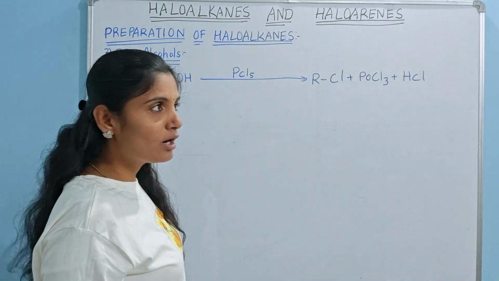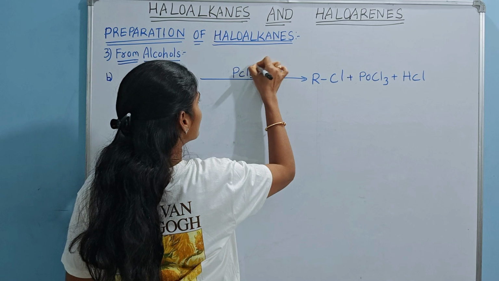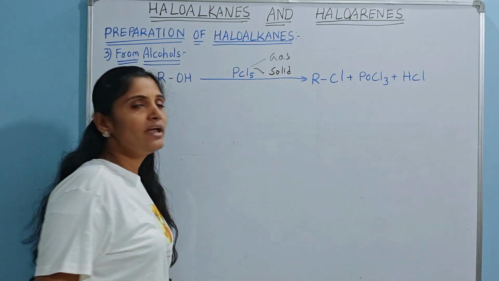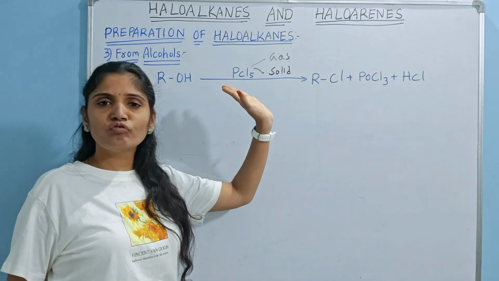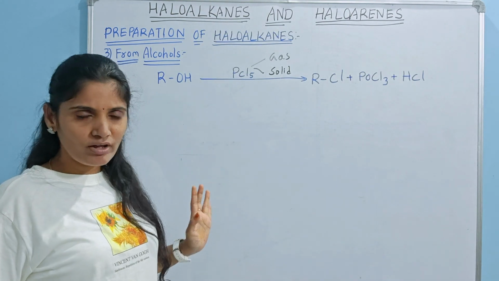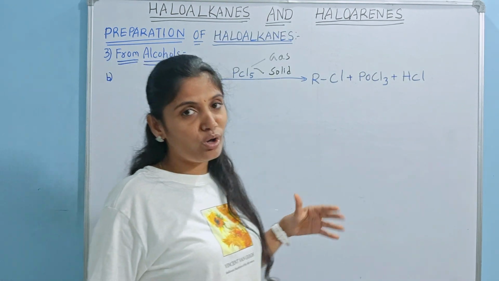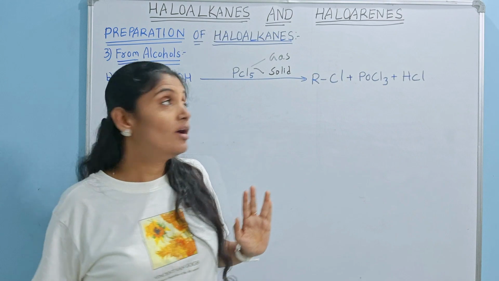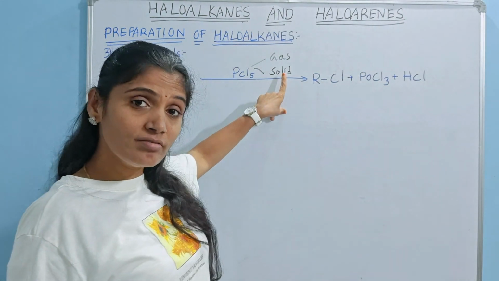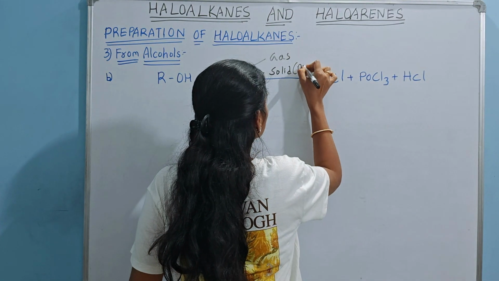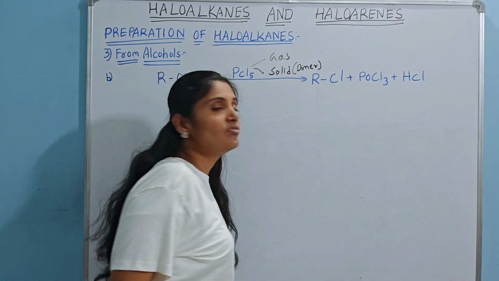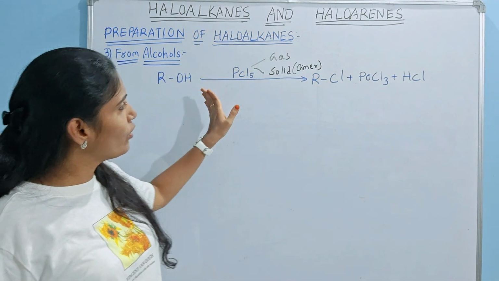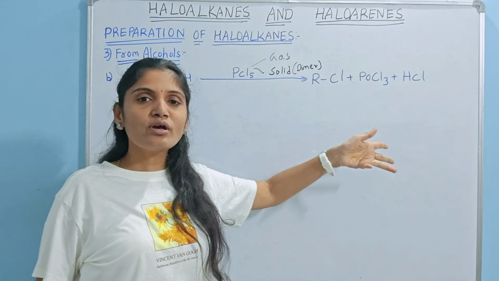PCl5, as you know, is phosphorus pentachloride, but a very important thing here: PCl5 exists both in gaseous form and solid form. In its gaseous form, PCl5 exists as individual PCl5. So in the exam, if they don't say whether it is solid or gas, you take PCl5 as being in the gaseous state and go with the mechanism. But if in the exam they specifically say PCl5 is in solid form, then your PCl5 exists in the form of a dimer. Either way, whether you take PCl5 as gas or as solid, the products remain the same. But the change comes with the mechanism.